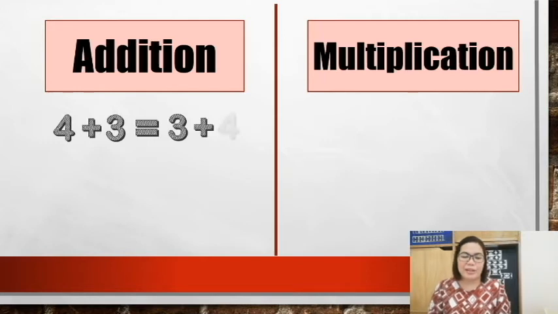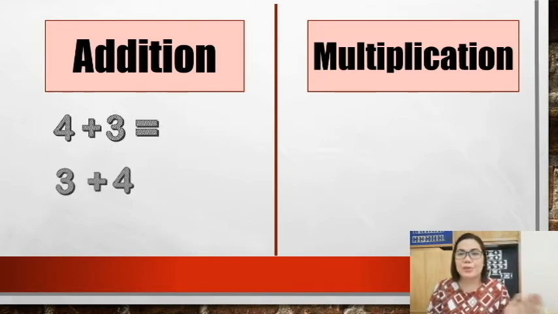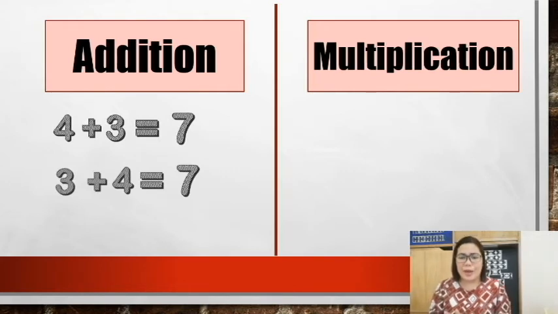Nganong ingon? Because 4 plus 3 is just equal to 7 as well as 3 plus 4. So pareho sila nga 7 ang ilang answer. So wala nausab ang iyang answer, di ba? Though atong gi-interchange ang placement ni 4 or ni 3.